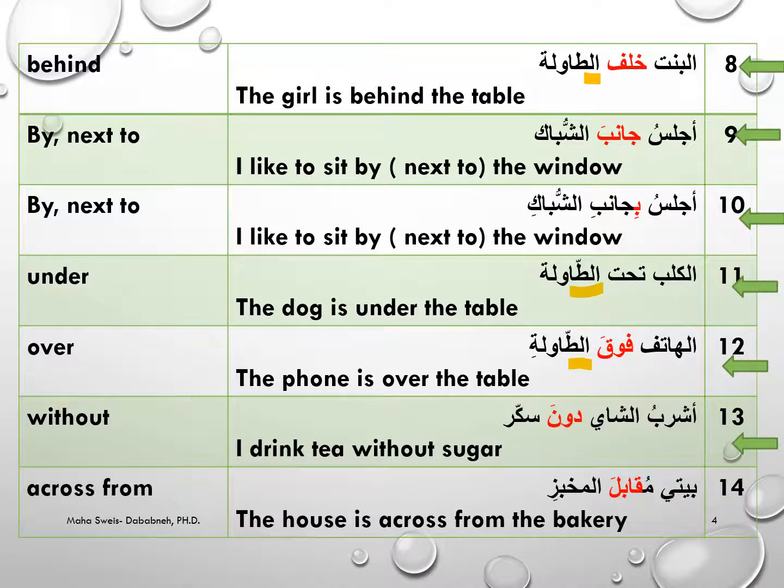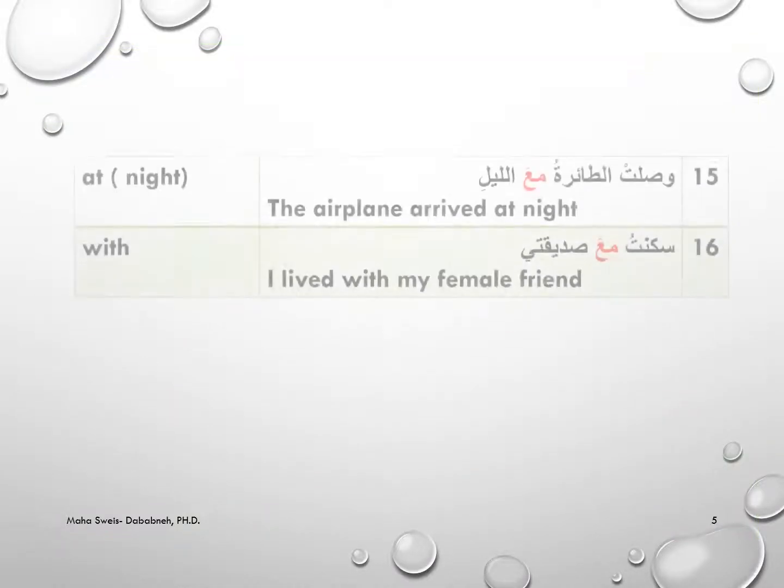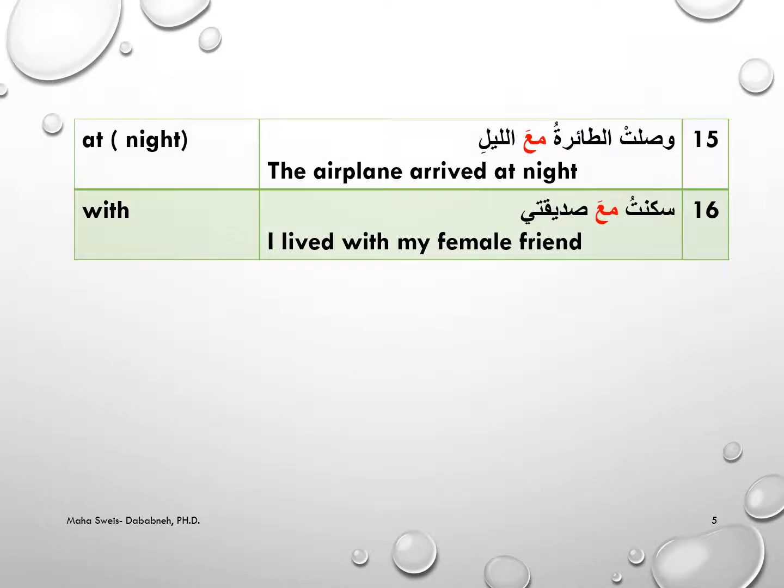أشرب الشاي دون سكر. Or you can say أشرب الشاي بدون سكر. So you can prefix ba also to دون. Both of them the same meaning, without. So you can say أشرب الشاي دون سكر, أشرب الشاي بدون سكر. بيتي مقابل المخبز. وصلت الطائرة مع الليل. سكنت مع صديقتي.